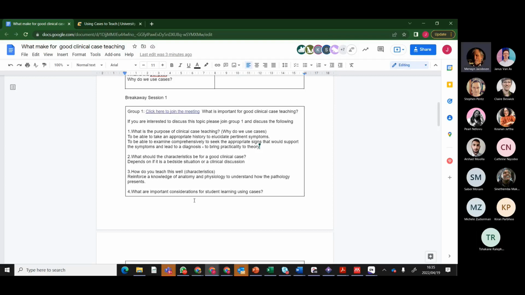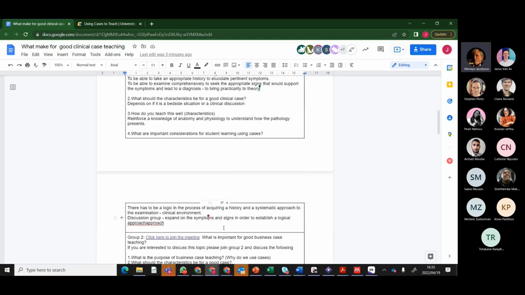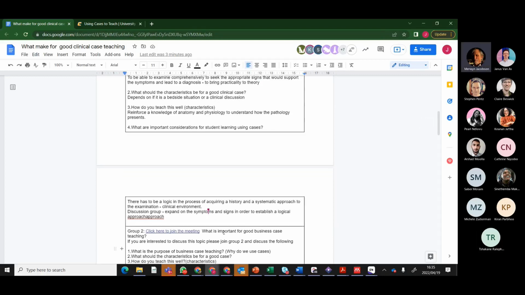And then what are the important considerations for student learning? And again, it would depend whether this is a clinical situation or it is a discussion group. In the clinical situation, the most important considerations are getting them to solidify the anatomy, the physiology, and the pathology into a continuum so that they understand this.